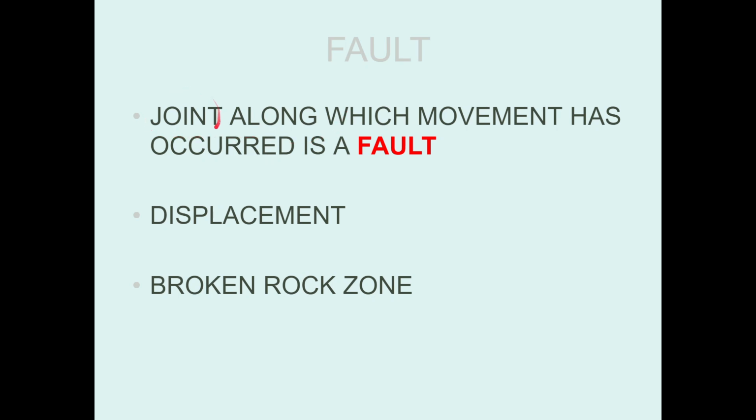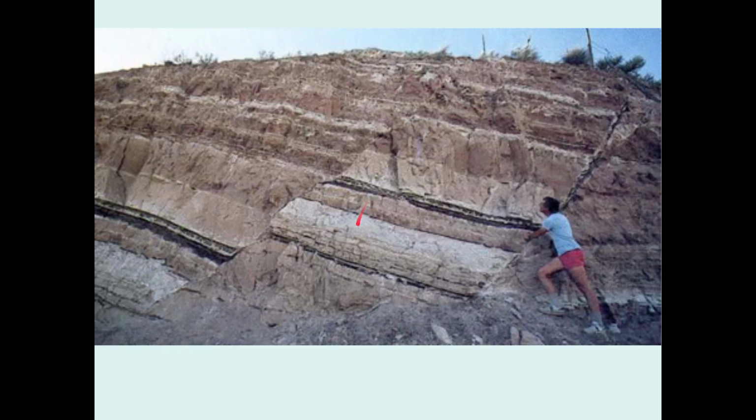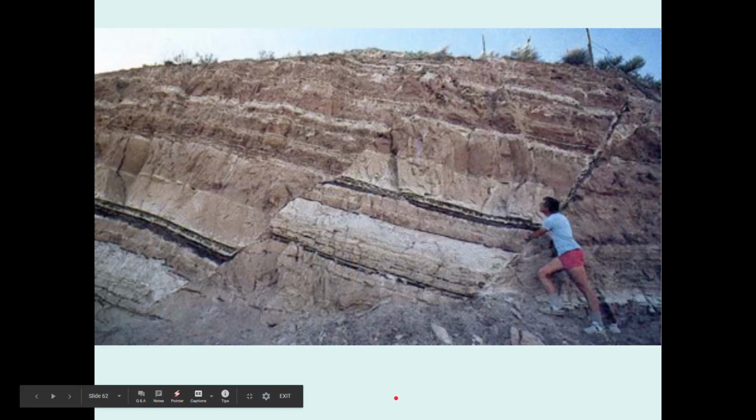Now, a joint where there has been movement is called a fault. It's where the rocks have been displaced, they've moved relative to each other, and it's where it's broken. So here we have a couple of faults. Can you see them?